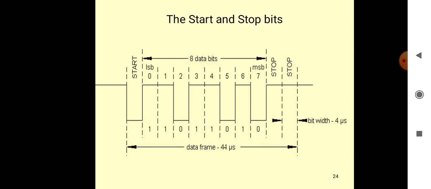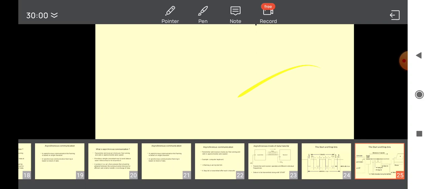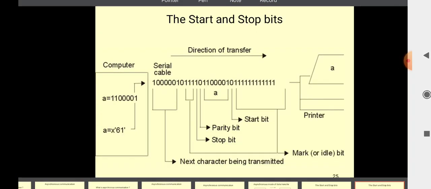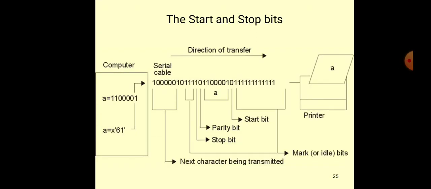Bit width is 4 microseconds, and the data frame is 44 microseconds, as I had given you. You will see the most significant bit and the least significant bit. Then the start bit, stop bit and parity bit will be provided. If you take a computer here and enter a character, mark or idle bits will count as the next character being transmitted, along with the parity bit, stop bit and the start bit with the data that has to be transmitted.